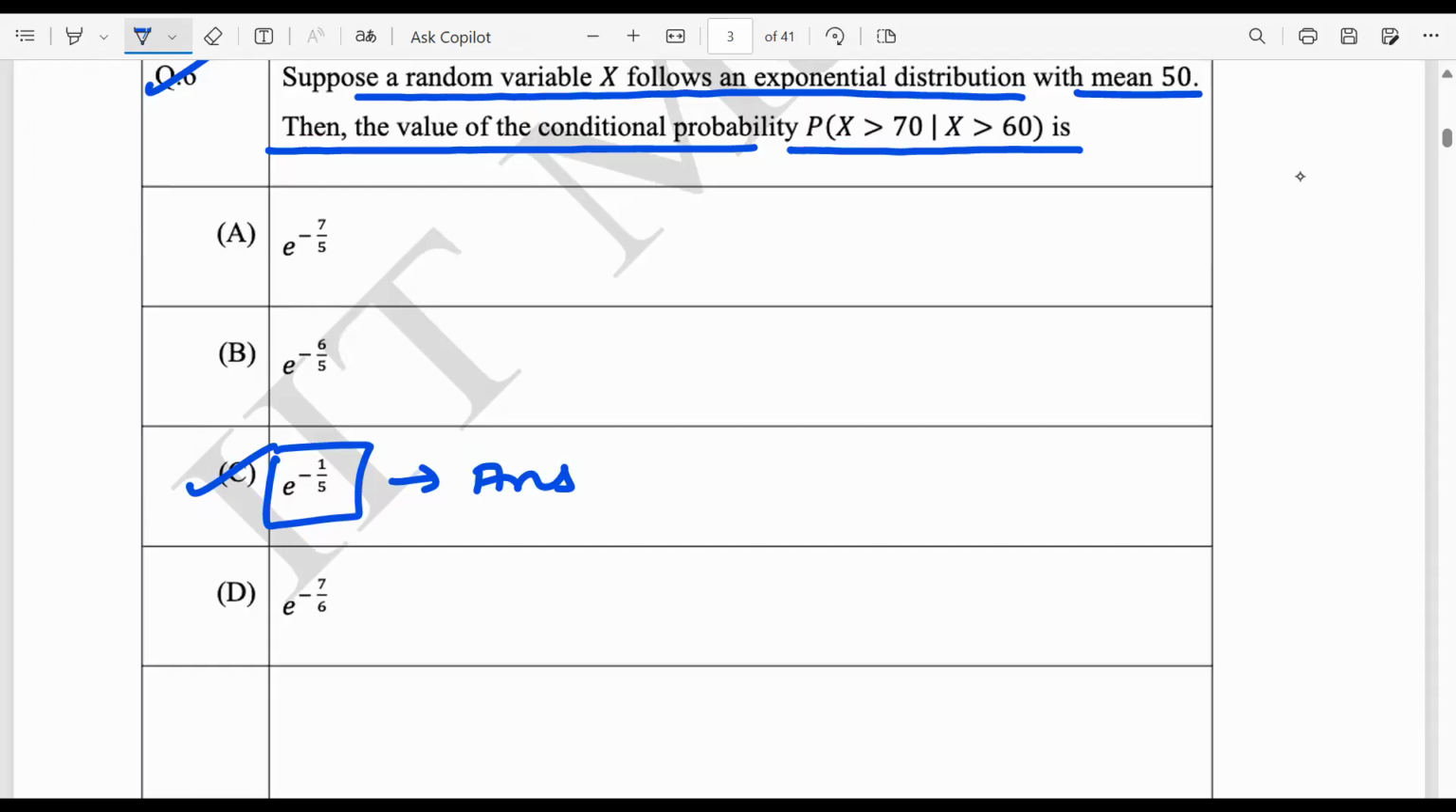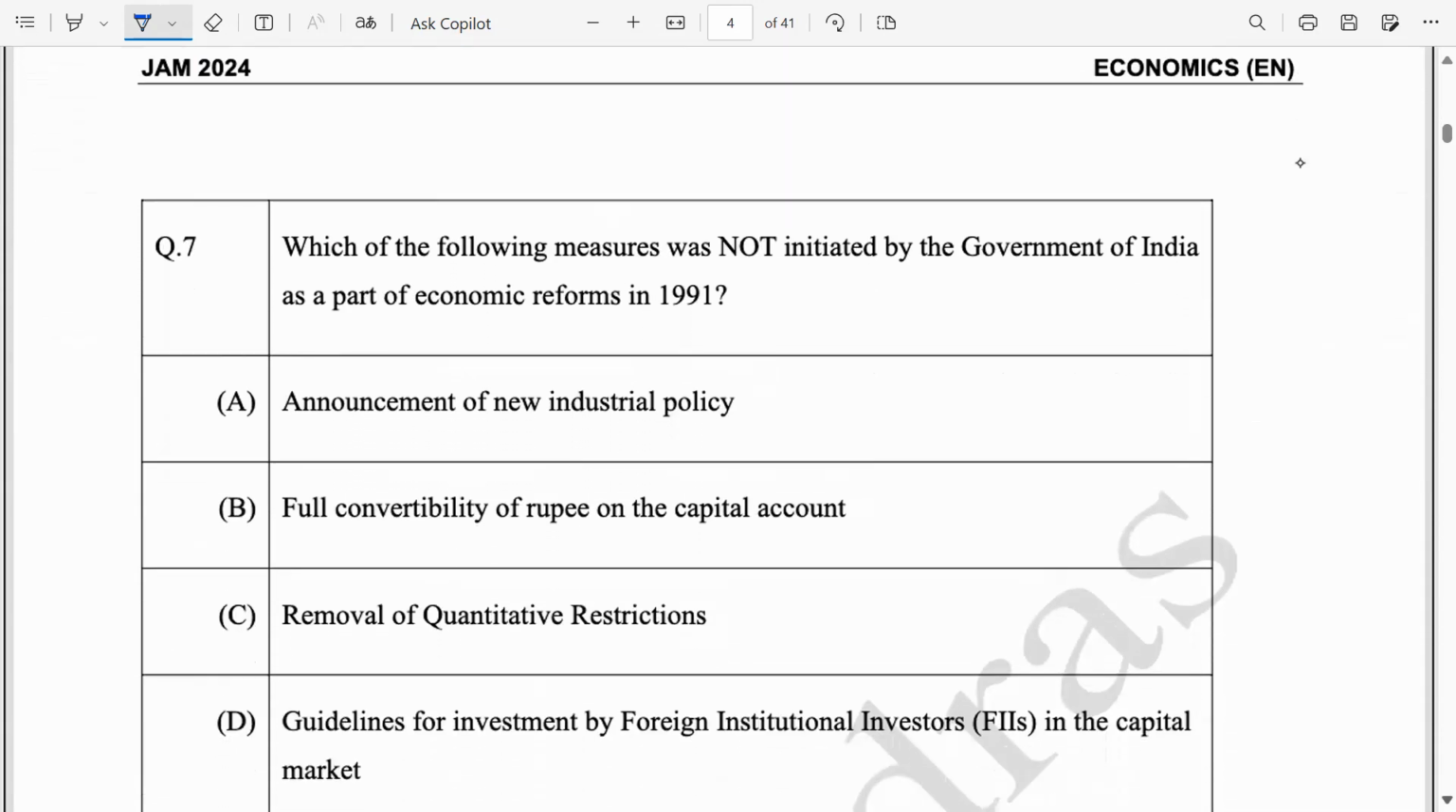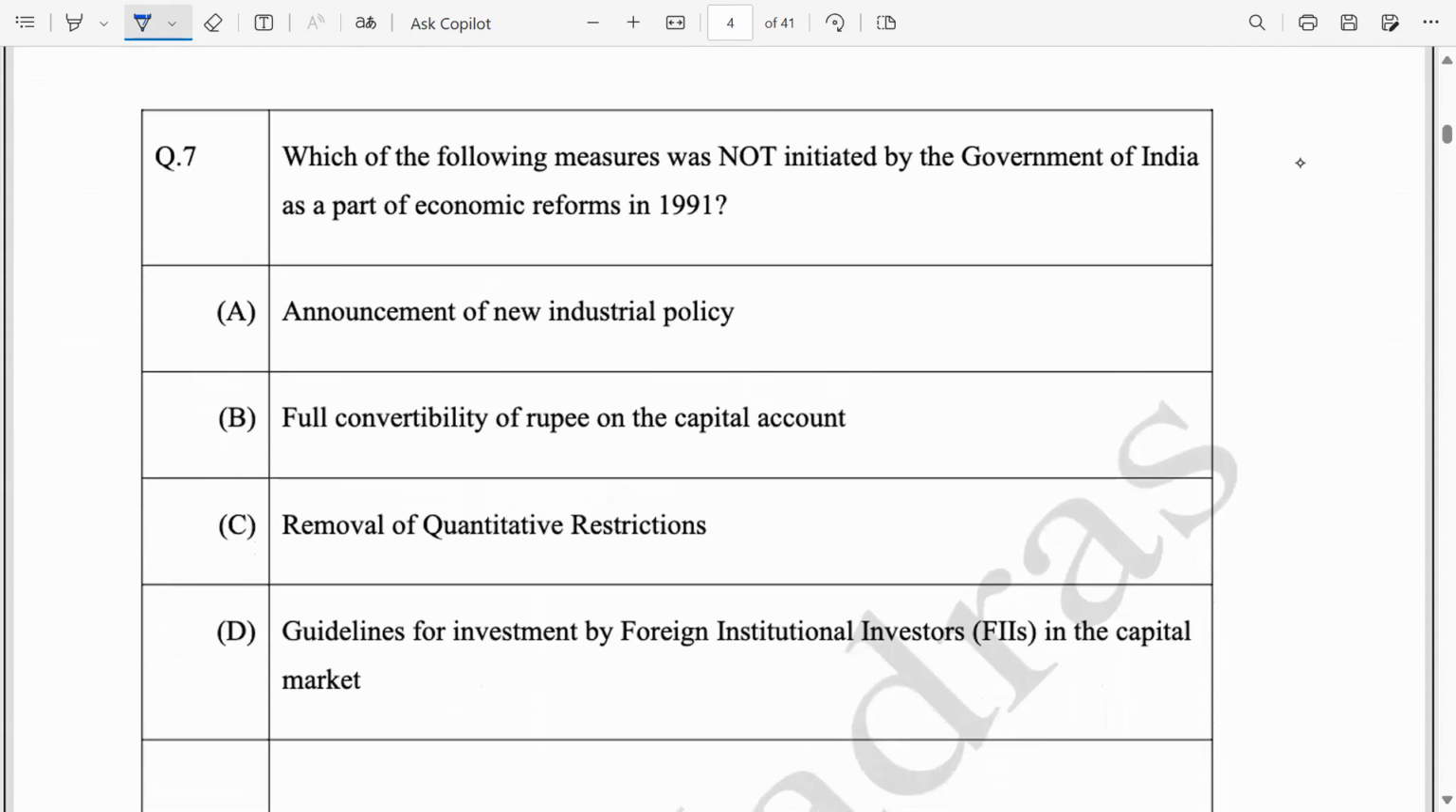So moving forward to the next question, question number 7. Which of the following measures was not initiated by the government of India as a part of the economic reforms in 1991? Now, we all know that the economic reforms in 1991 primarily comprised liberalization, privatization, globalization, which I have covered in my Indian economy course.